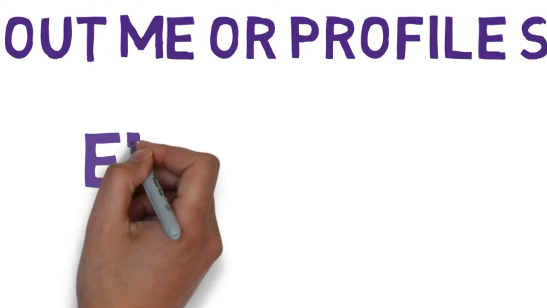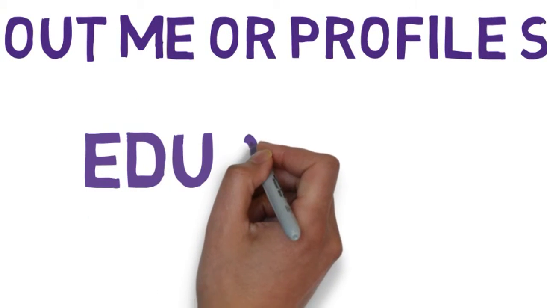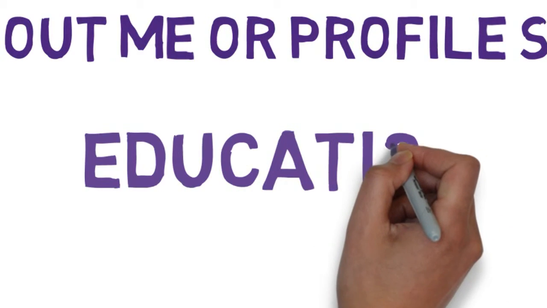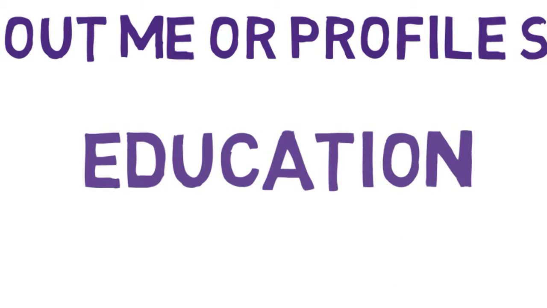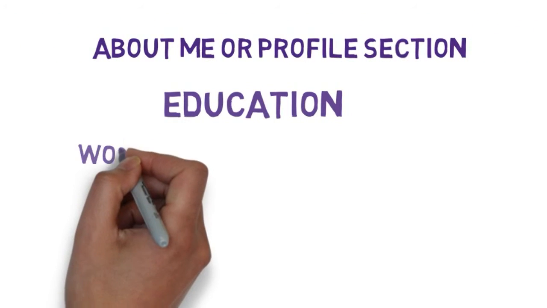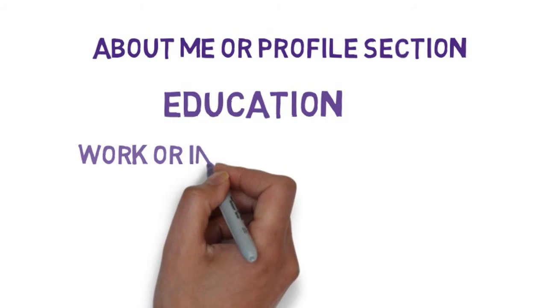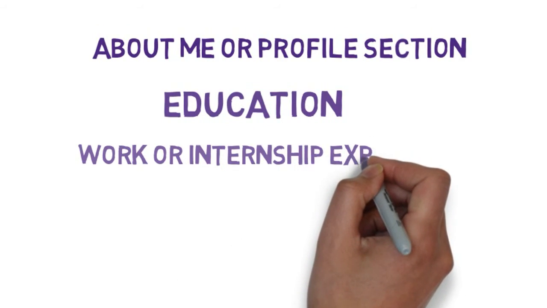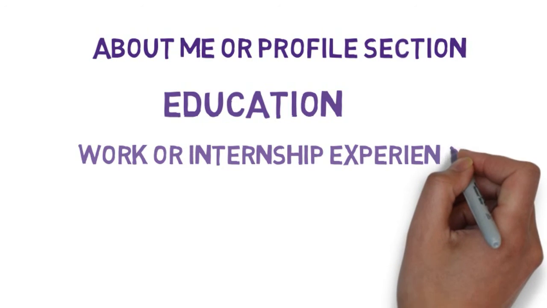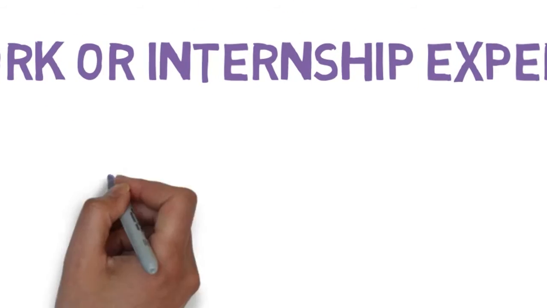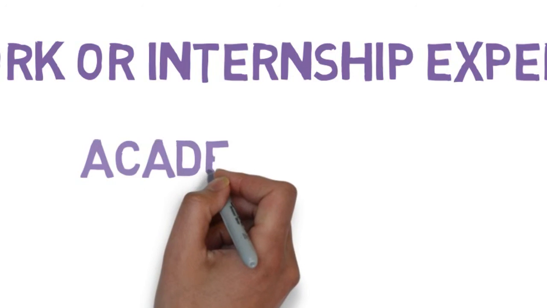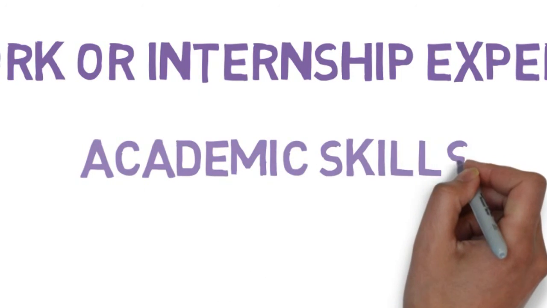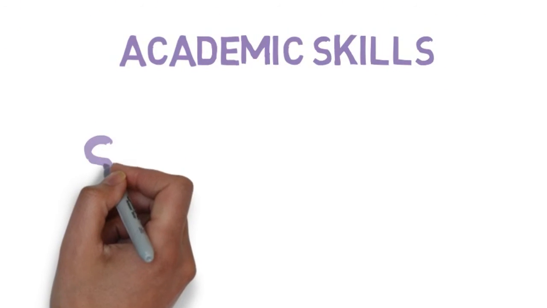2. The Educational Achievement. This is a list of all educational requirements or educational backgrounds. Please keep this related to the position you're applying for. 3. Work Experience or Internship Experience. This is a list of all your work experiences or internship experiences gained in the past. 4. Academic skills. This is a section to show your academic strengths in specific areas. Please also keep this related to the position you are applying for.